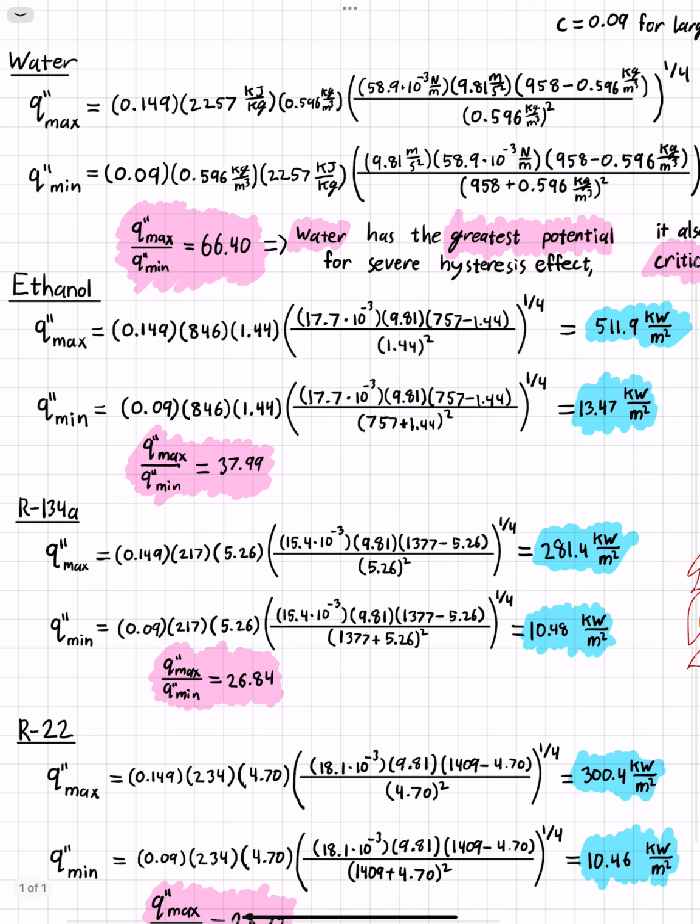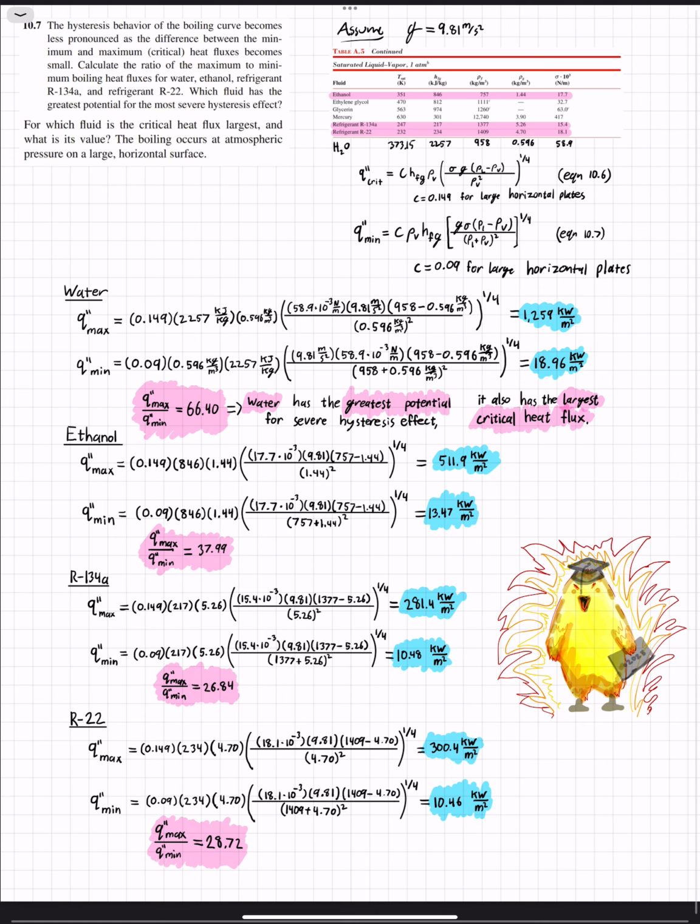So now let's look at the hysteresis effect. Again, the question lets us know that it becomes less pronounced as the difference between the minimum and maximum heat fluxes becomes small. So it wants to calculate the ratio of the maximum to minimum boiling heat fluxes. Therefore, we're just going to put the Q max over the Q min for each of these cases. So for water, Q max over Q min is 1,259 kilowatt per square meter divided by 18.96 kilowatts per square meter, and you get 66.4.